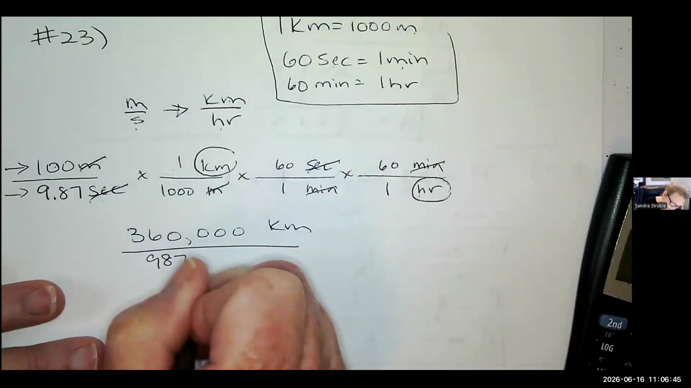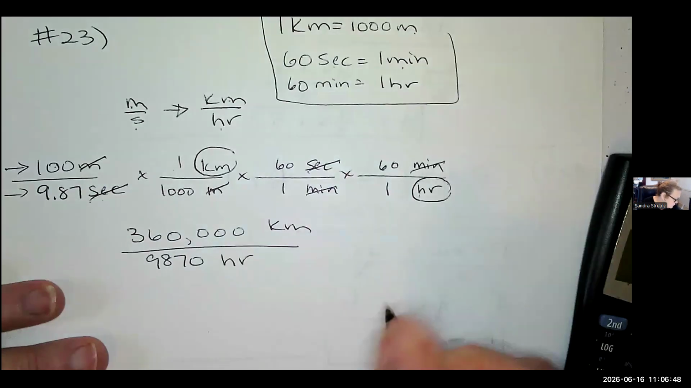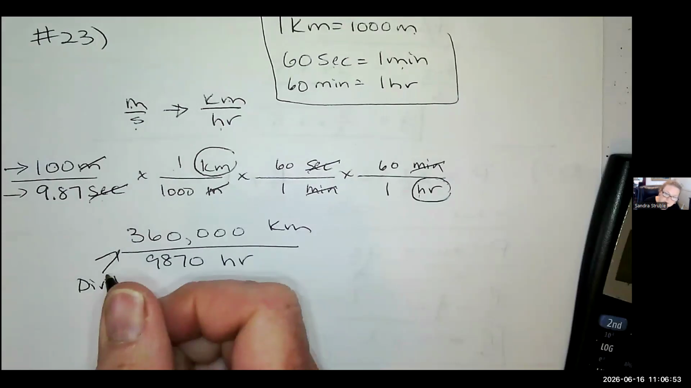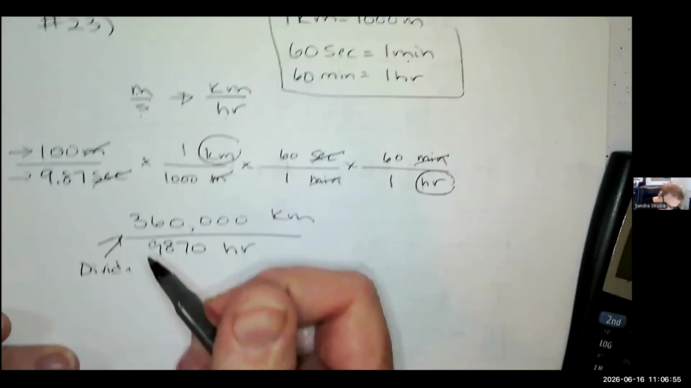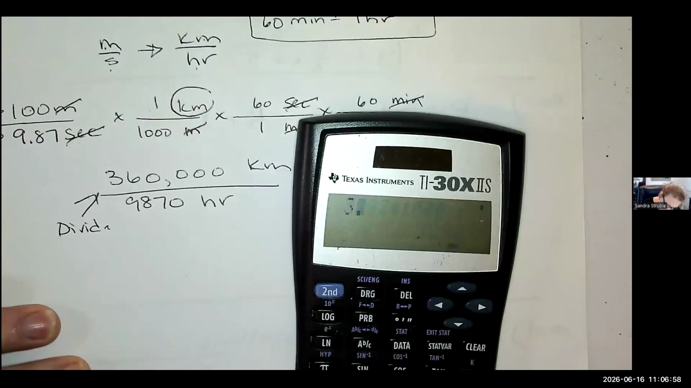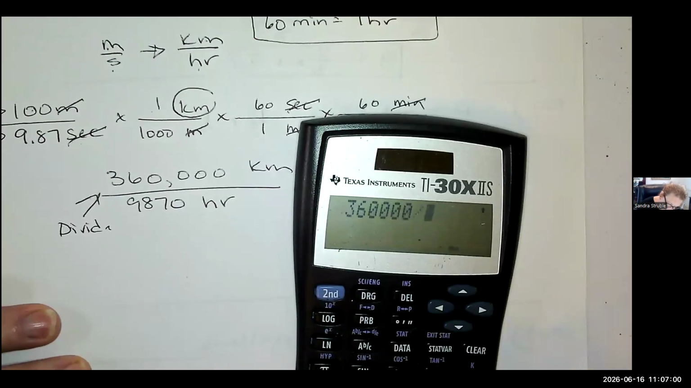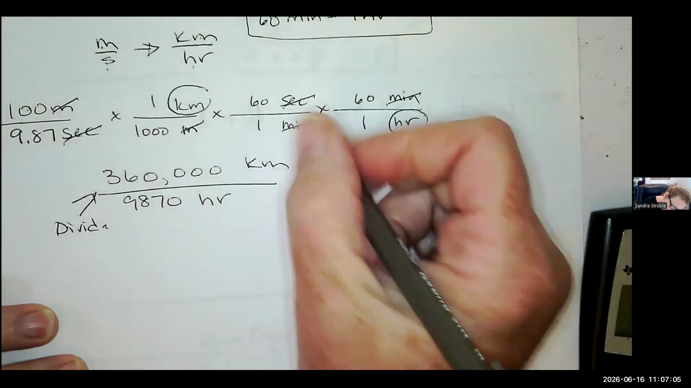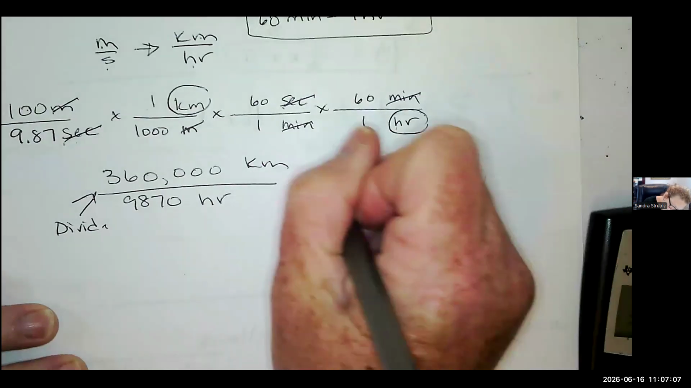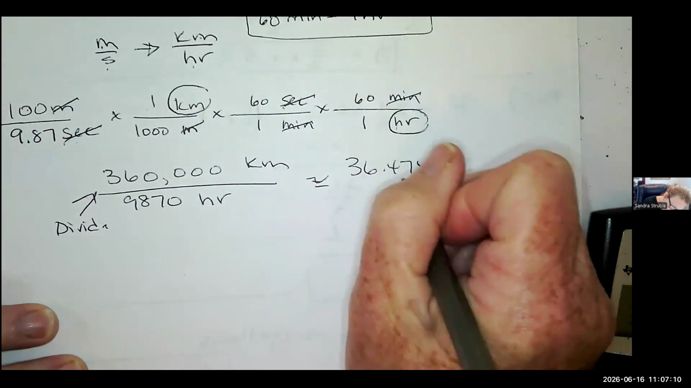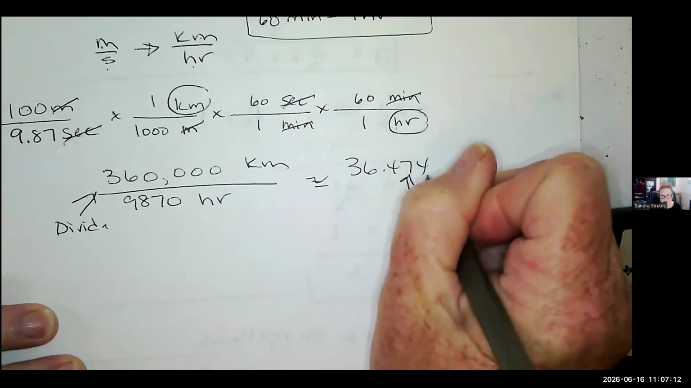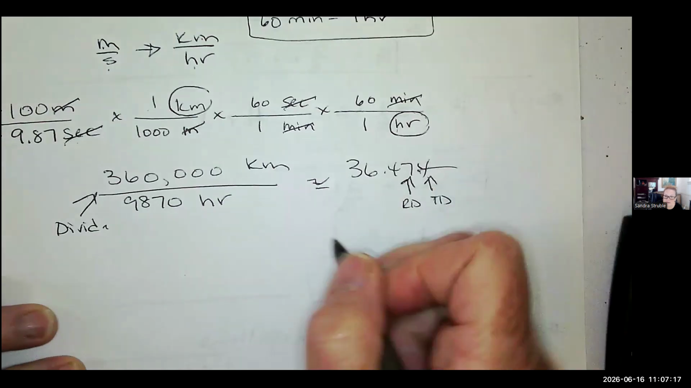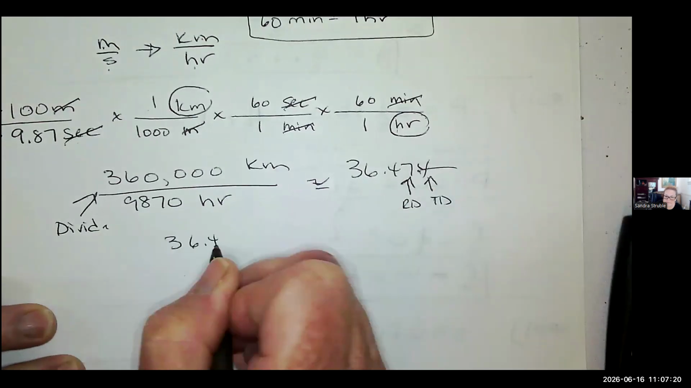And now we just need to divide. What are we rounding to here? Hundredths, so 2 decimal places. 360,000 divided by 9870. So 36.474. And this is my hundredths. That's my rounding digit. That's my test digit. Because my test digit is not 5, I just ignore it and leave it as it is. So 36.47 kilometers per hour.